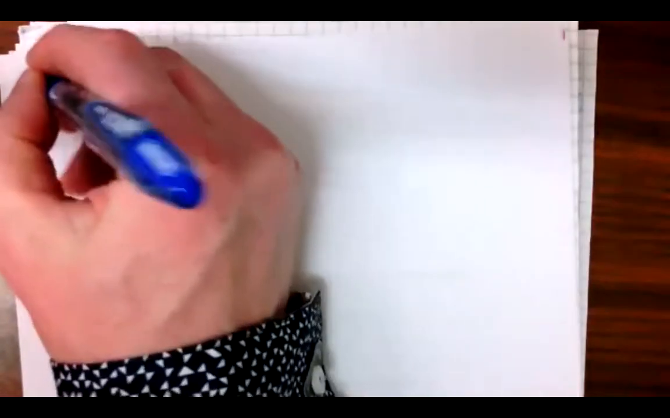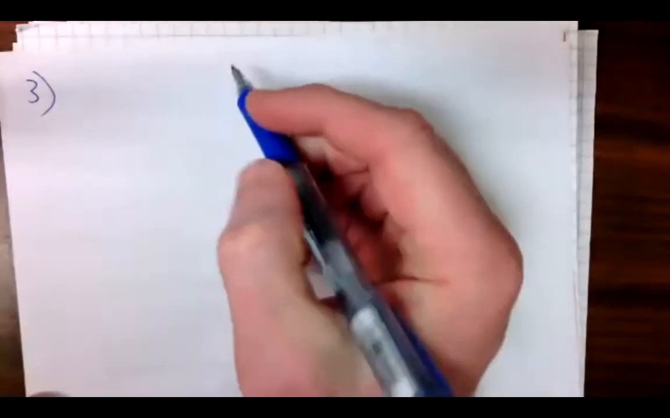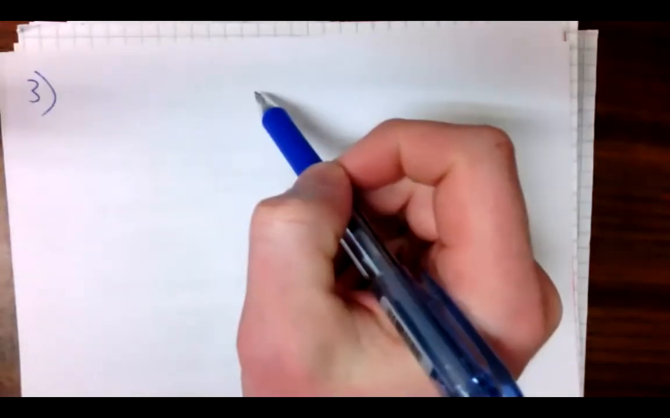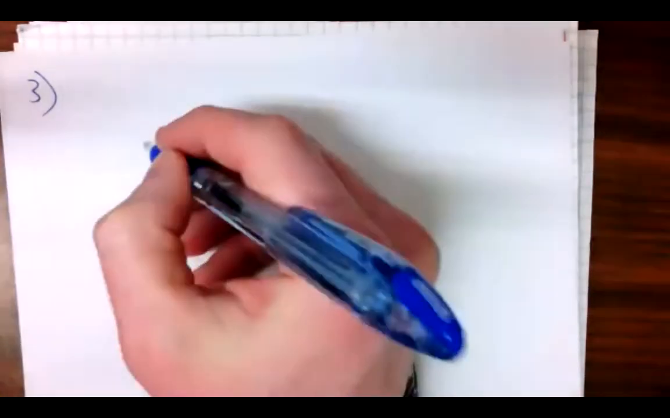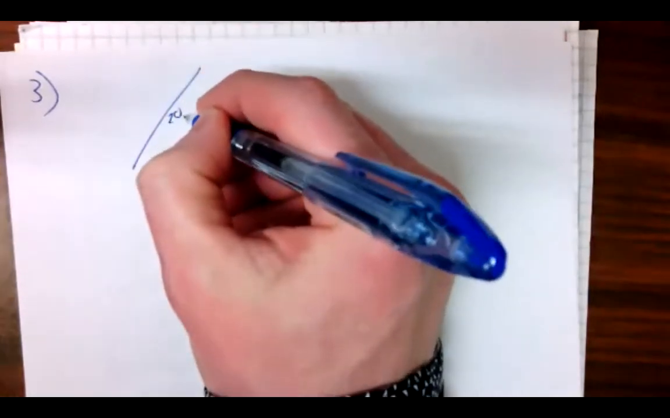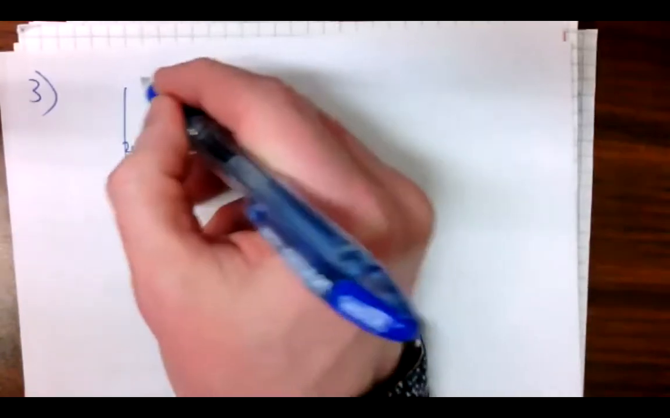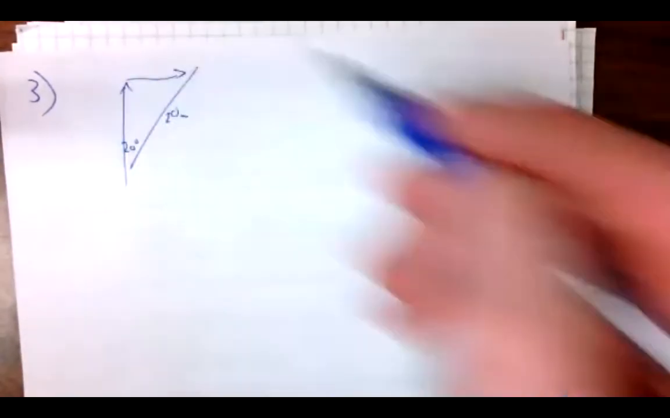All right, number 3. A football player runs 11 meters north, 20 degrees east of north, and then east. So 20 meters. No, this is 20 degrees. Well, that is a really terrible drawing.